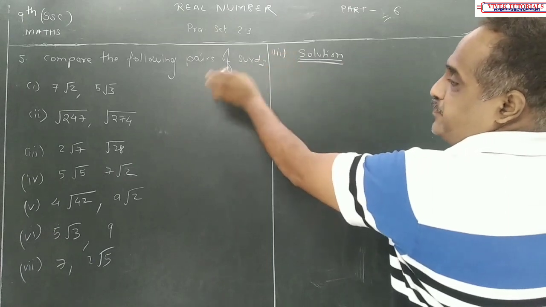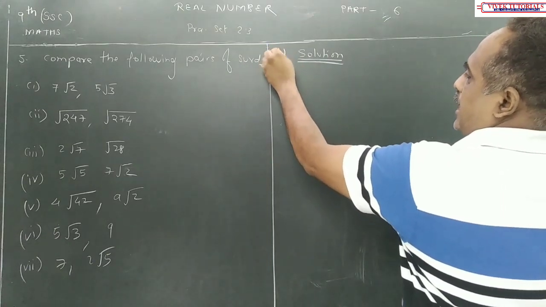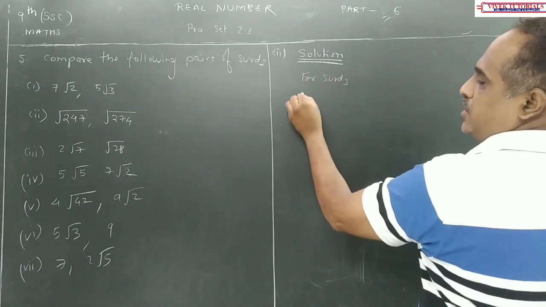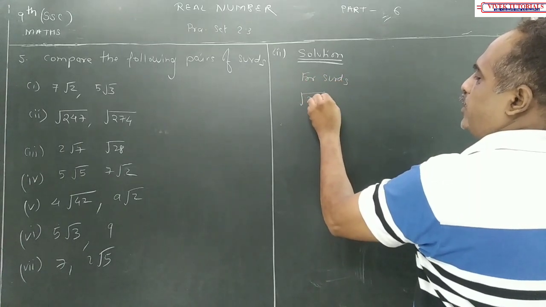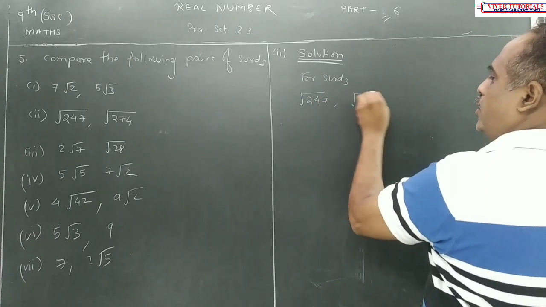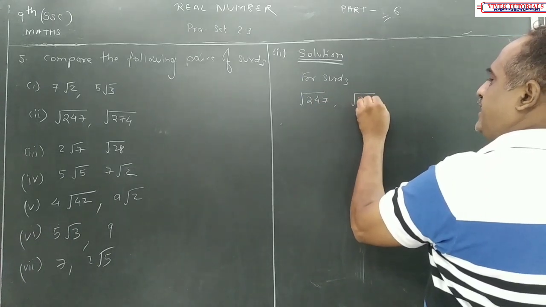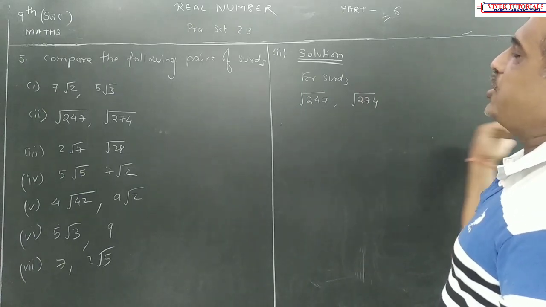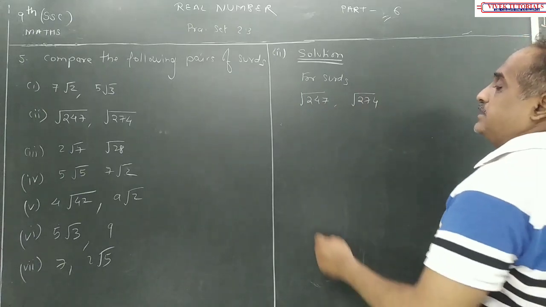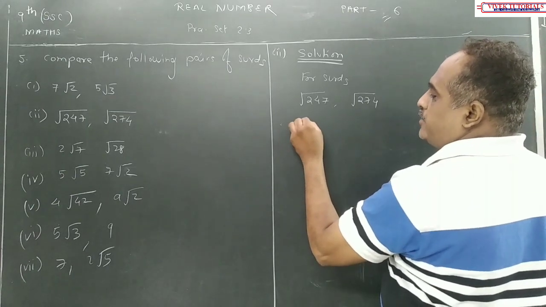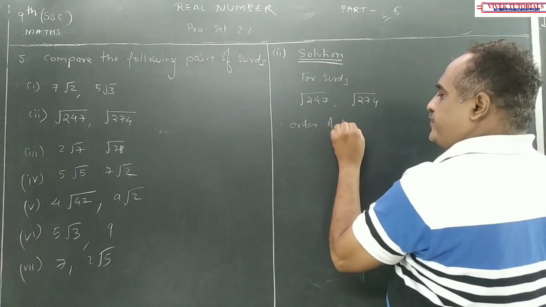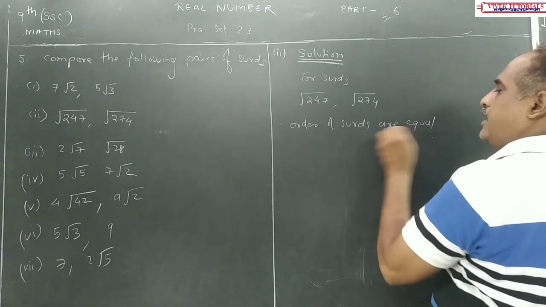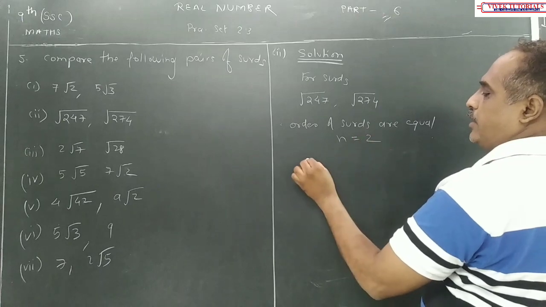Now question number 2 is for surds root 247 and 274. Those are simple surds, so it is not required to convert mixed surd into simple surd. They are already simple. Then what I go try? Order of surds are equal. That is n is equal to 2 only.